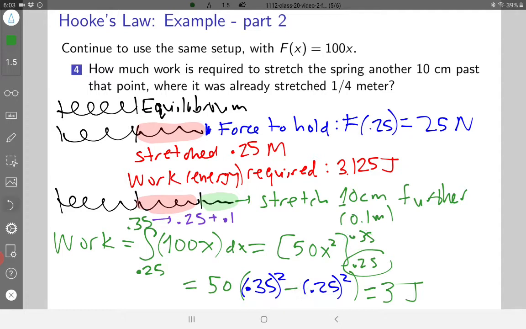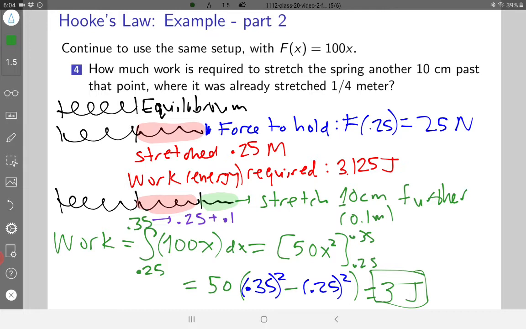And crunching some numbers in a calculator on the side, what I came up with for a total after all that is 3 joules. Now notice that that's only a little bit smaller than the 3.125 joules that we came up with for the previous question. And that may surprise you at first to say, well, it took me a little bit more than 3 joules to stretch a quarter of a meter, but then it took me 3 joules exactly to stretch only 1/10 of a meter.